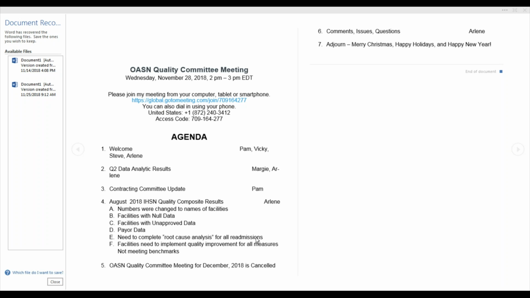Need to complete a root cause analysis for all readmissions. Remember that we're collecting this data on unplanned readmissions, not planned. So whenever you have an unplanned readmission, you need to complete a root cause analysis to view what happened that caused that resident to be transferred to the hospital. We realize that many transfers are unavoidable, and what we're looking for here is, was something avoidable that you can put in place and make changes within your organization and quality improvement so the next time something like that happens, you don't have to transfer that person to the hospital.